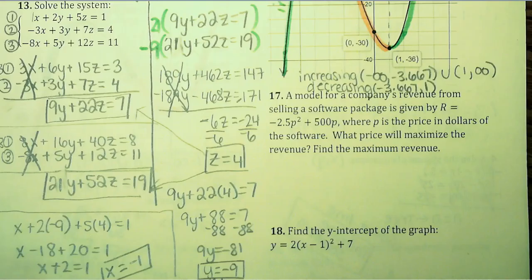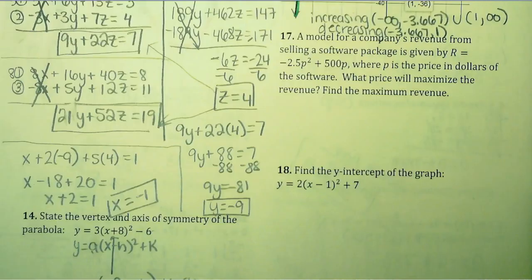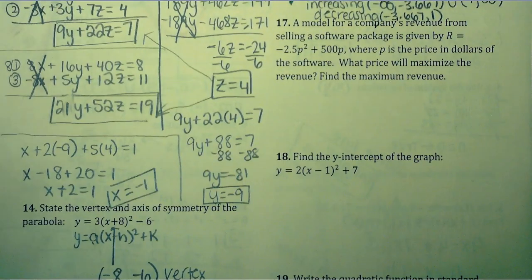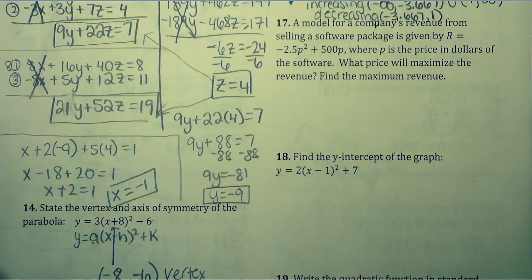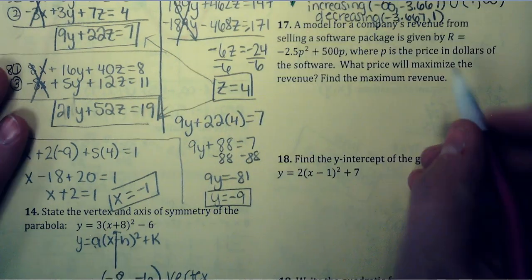Okay. Let's go ahead and switch to number 17 here. It says a model for a company's revenue from selling a software package is given by R equals negative 2.5p squared plus 500p. P is the price in dollars of the software. What price will maximize revenue?